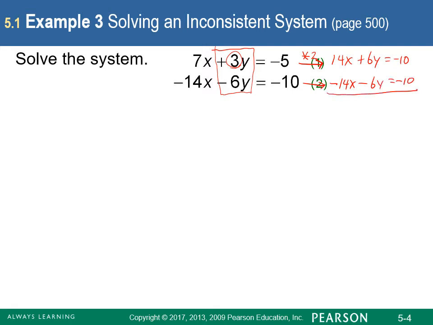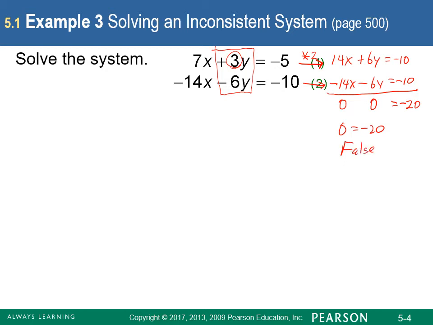Then I'm going to add 14x and negative 14x is 0. 6y and negative 6y likewise is 0. Now negative 10 and negative 10 is negative 20. However, 0 equals negative 20 is a false statement.